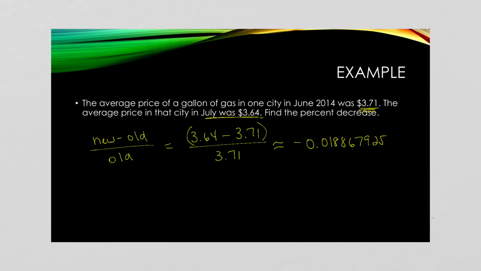So again, you got to move your decimal to the right 2 places. So I get 1 point, and because this is an 8, I'm going to round this up. And don't forget, it's a decrease, so we're going to have negative here. So it's a decrease of 1.9%.